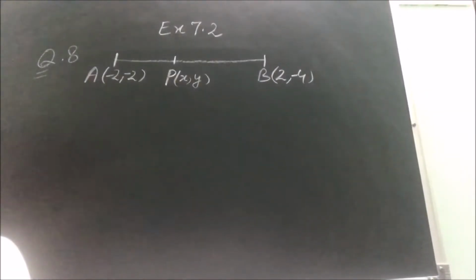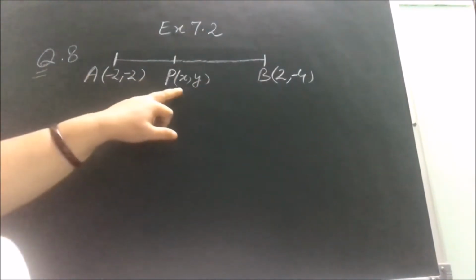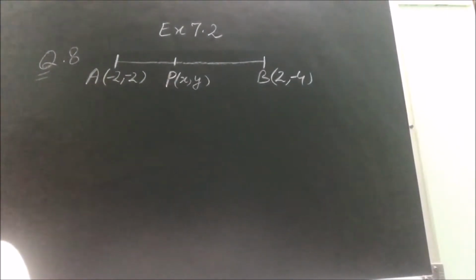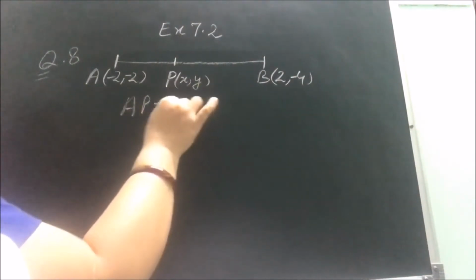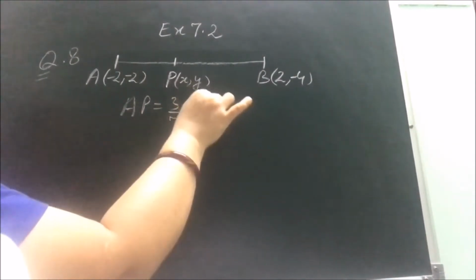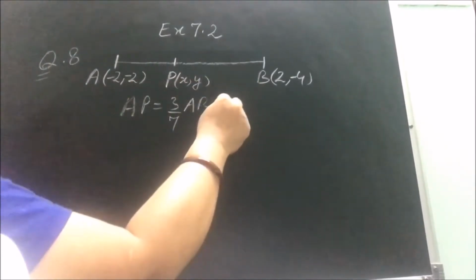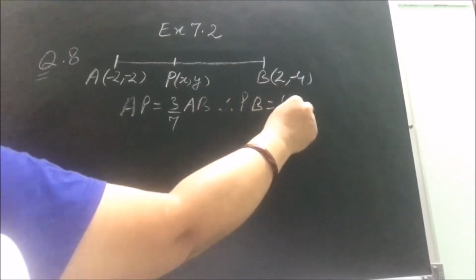Today we will start question number 8 of exercise 7.2. In this question, the endpoints of the line segment are given to us and P is any point in between A and B such that AP is 3 by 7 times AB. If it is 3 by 7th of AB, that means PB is 4 by 7 times AB.